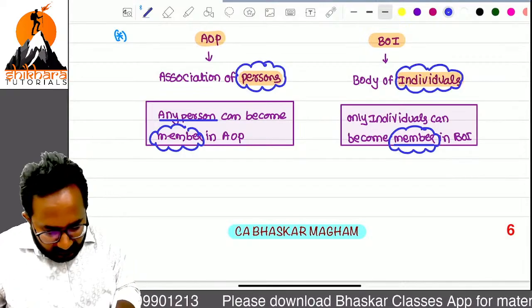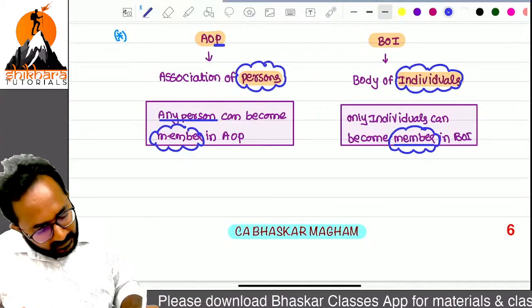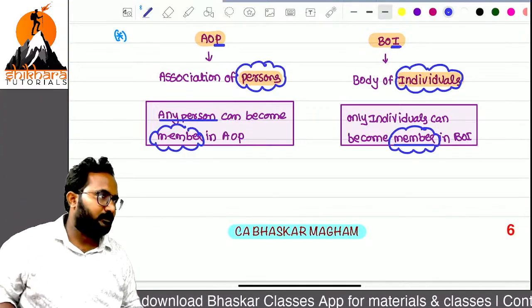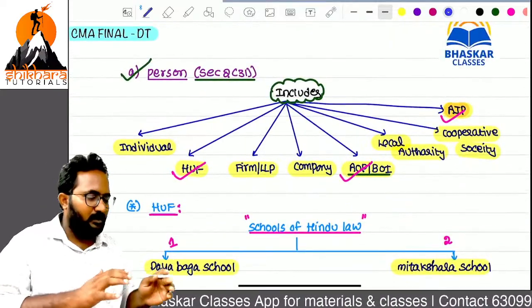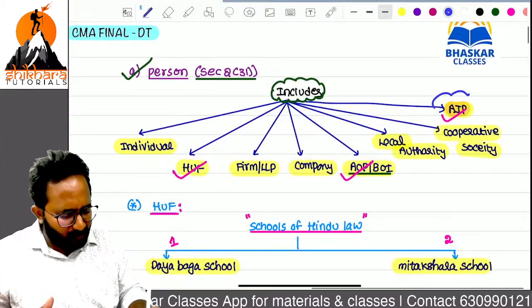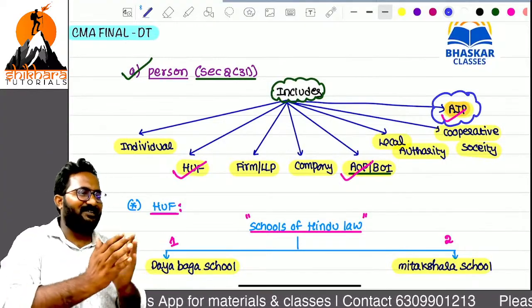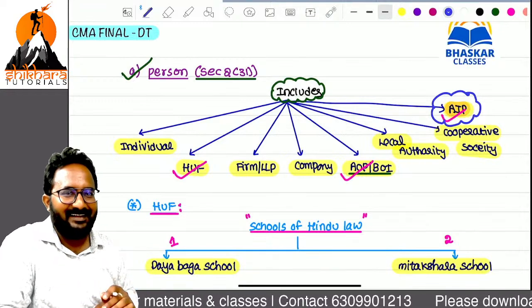Sir, in this one itself you have persons, so any person can become a member. But here only individuals can become a member. Clear? Now, without seeing that book, please try to tell me what we mean by AJP. Artificial judicial person. Super. Shall we close this discussion?